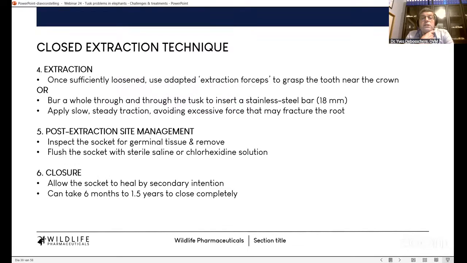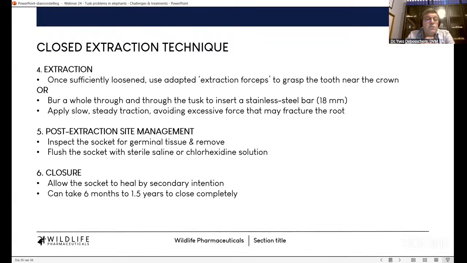Once it's sufficiently loose, we can put extraction forceps on it, or you can burn a hole through it. I will show both possibilities. You need to put a small stainless steel bar of 18 millimeters at least, otherwise it will bend. And then apply slow but steady traction. Avoid excessive force. Even when you see that I use a rope, even then the force is limited.